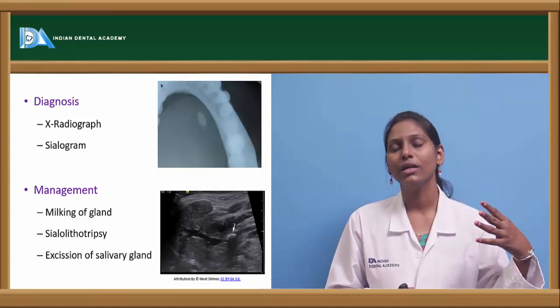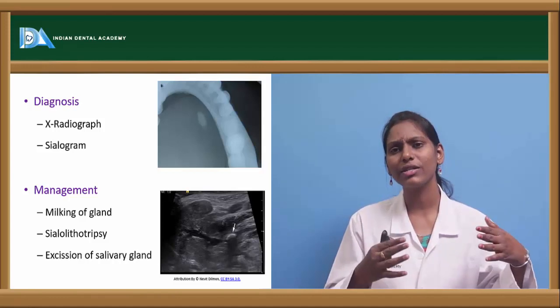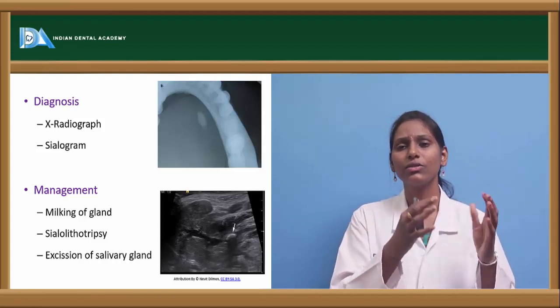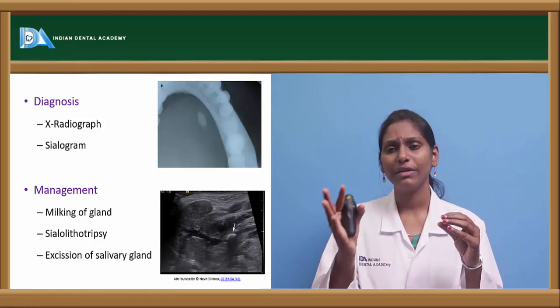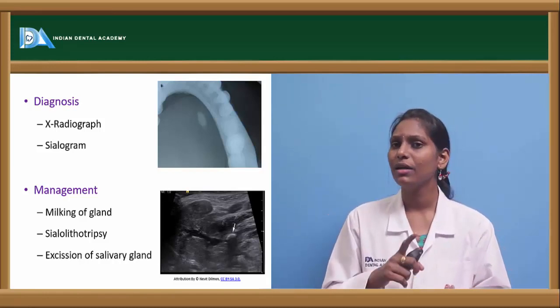The dye that has been injected into the salivary gland will not actually fill that space. So there will be a void in the sialogram whenever there is a sialolith. How do you manage it? Milking of the gland, as we described.